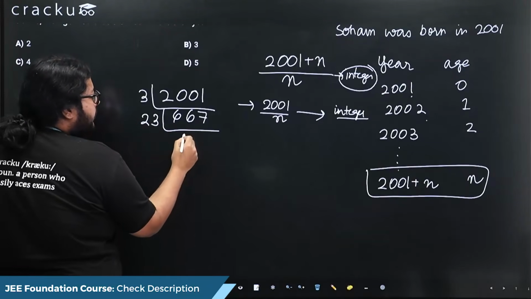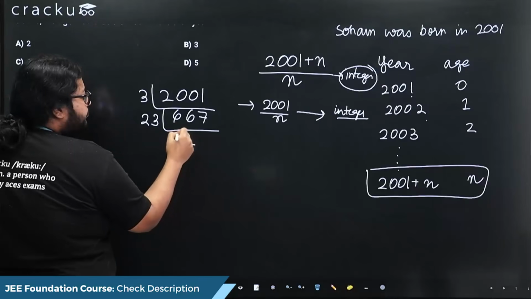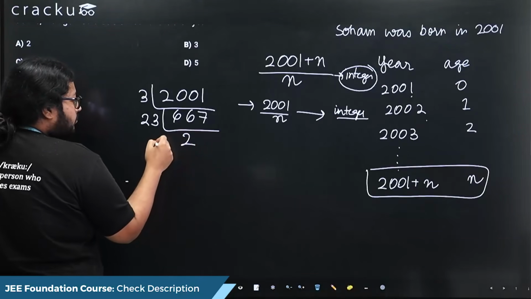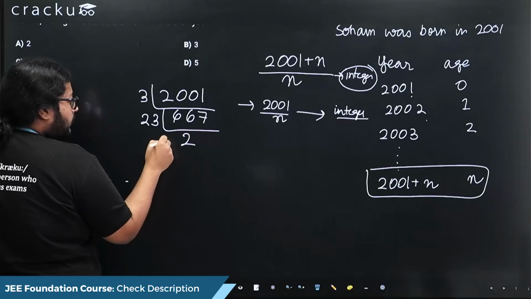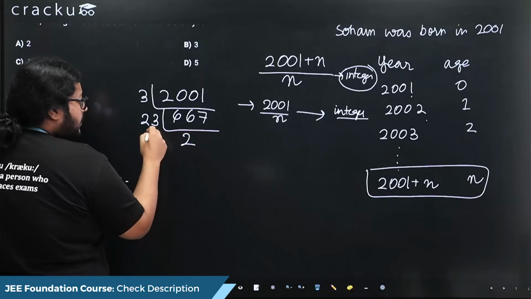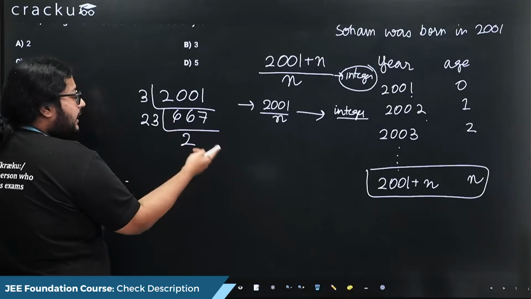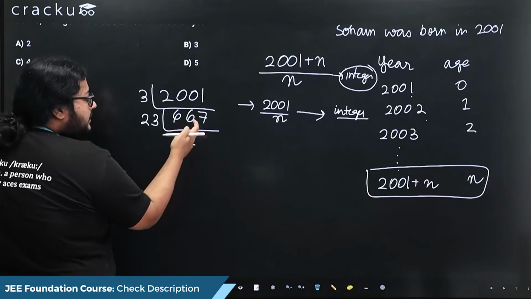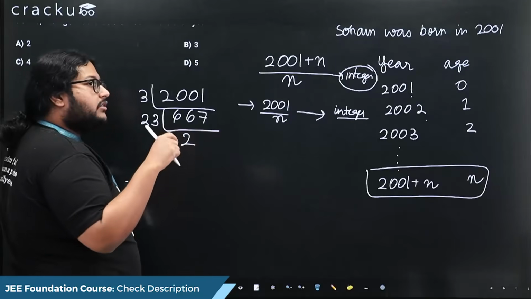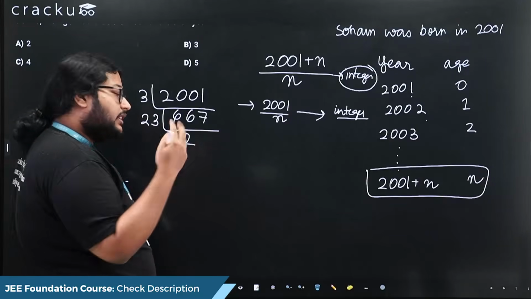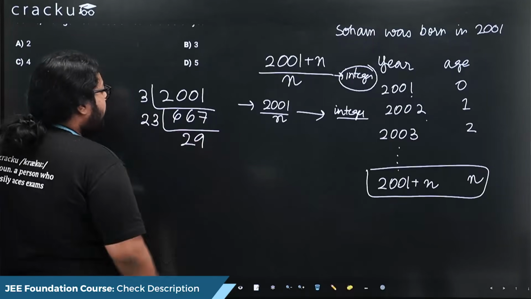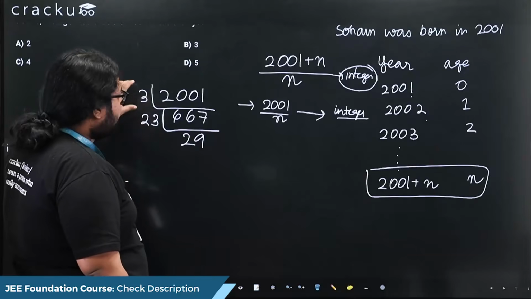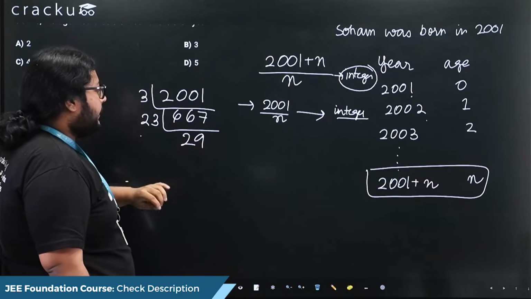So I could do this. 23 2s are 46, because 23 3s are 69, which is more. So 23 2s are 46, then 7, 9, yeah, so 29. So the prime factors of 2001 are 3, 23 and 29.